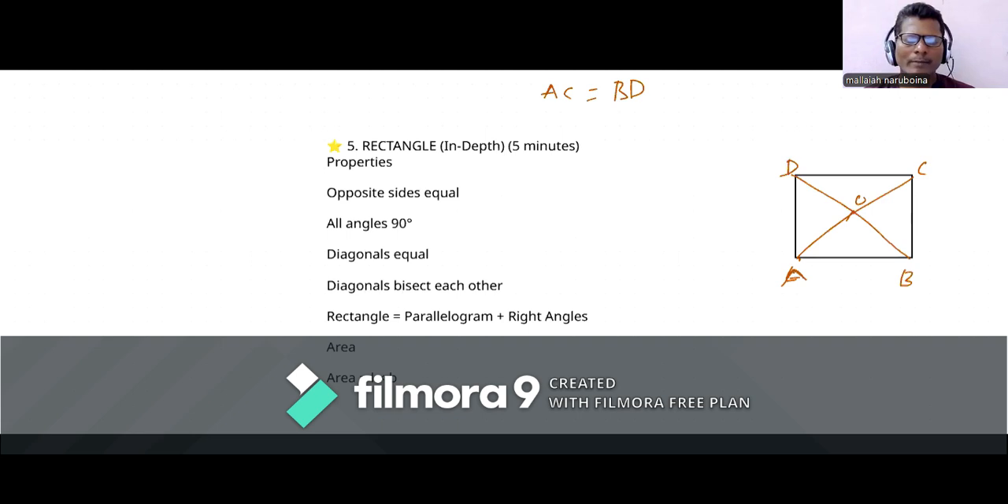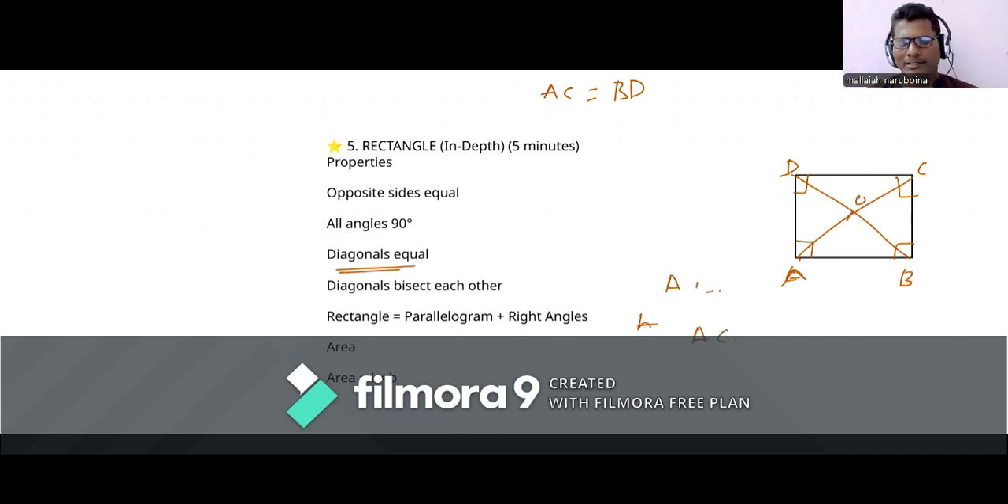Let us recall the properties of a rectangle. Opposite sides are equal. All angles are 90 degrees, meaning angle A, angle B, angle C, and angle D are each 90 degrees. Diagonals are equal, that means the length of AC is equal to the length of BD.